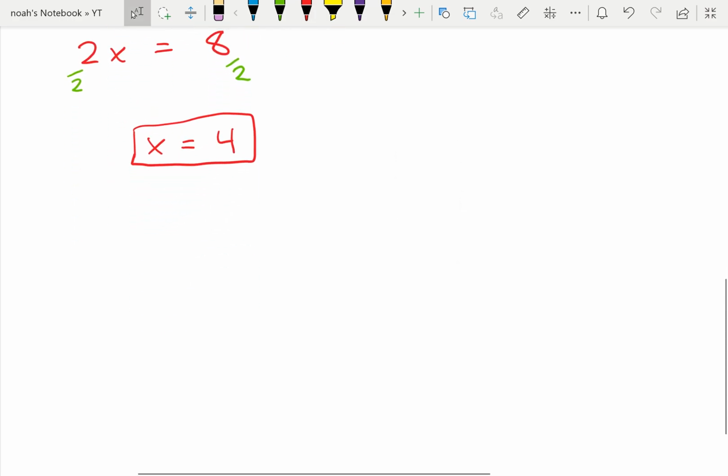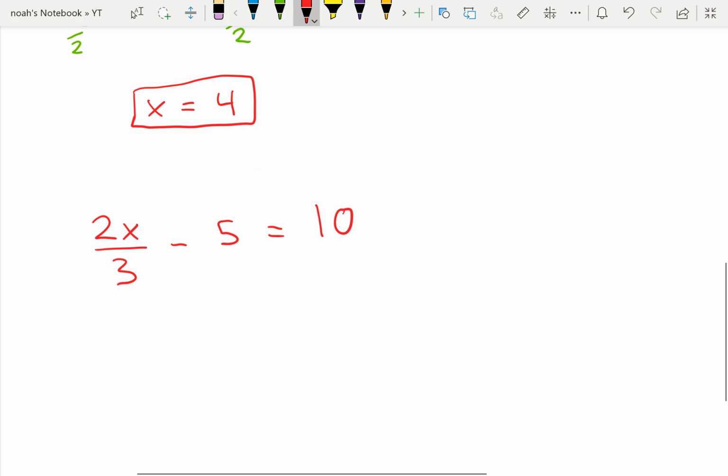Now let's look at a more complicated example. 2x over 3 minus 5 equal to 10. So the first thing we want to do is find a common denominator so we can get rid of this 3 right here. So what we can do is multiply this 5 by 3 on the top and 3 on the bottom. So it looks like that. That's the same thing, 10 over 1 and 10. Multiply by 3, multiply by 3.